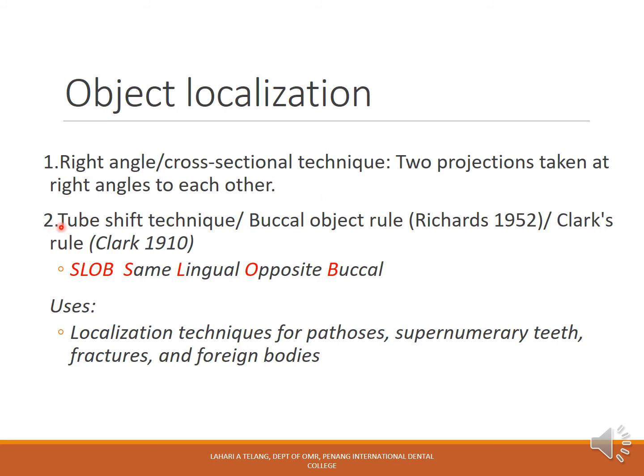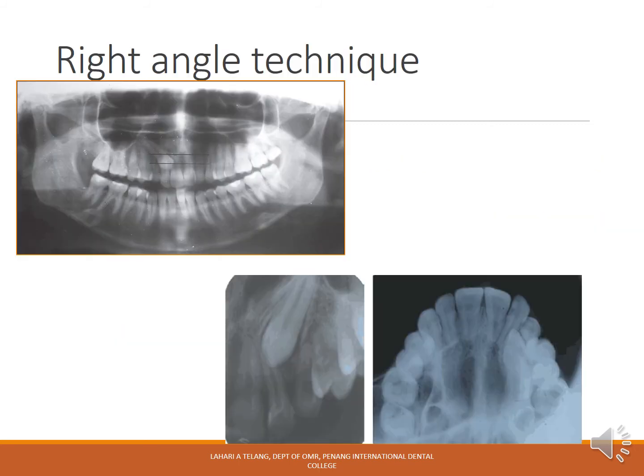The second technique is the tube shift technique or buccal object rule, a term coined by Richards in 1952, also called Clark's rule, which was coined in 1910, way before Richards actually coined it. Essentially, the technique used is SLOB. SLOB stands for same lingual opposite buccal. This object localization is used for localizing pathosis, supernumerary teeth, fractures, and foreign bodies in the jaw with the help of radiographs. Let's speak more about this and make you understand what exactly we're talking about.